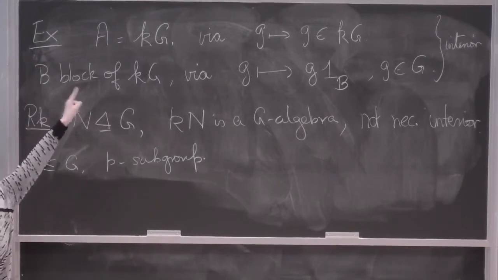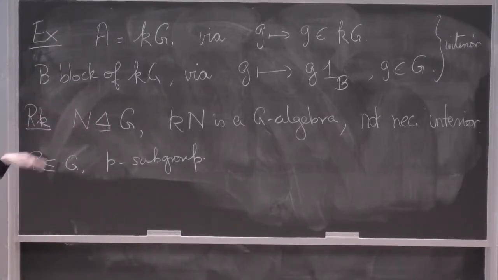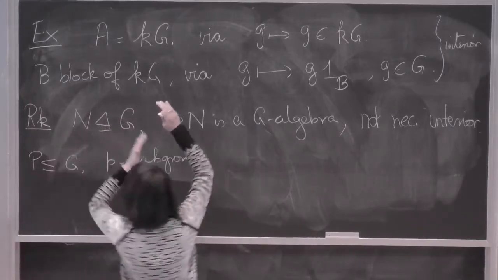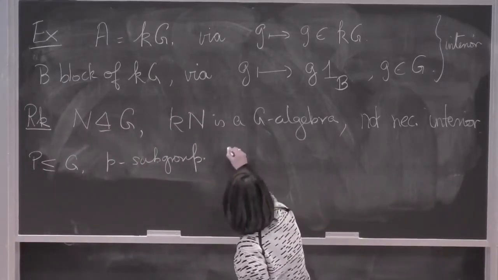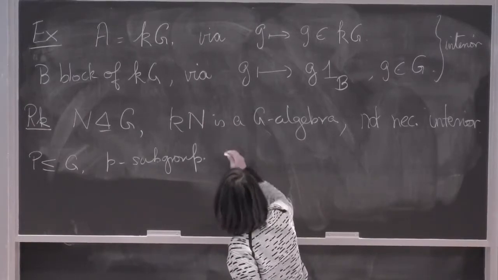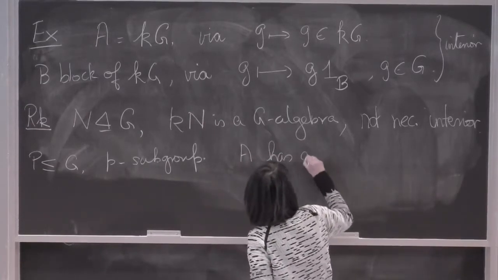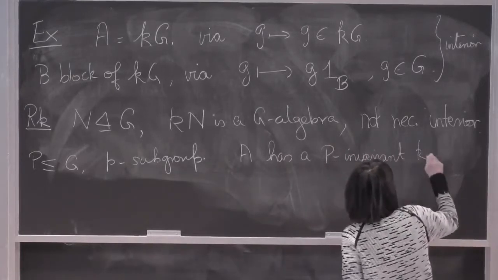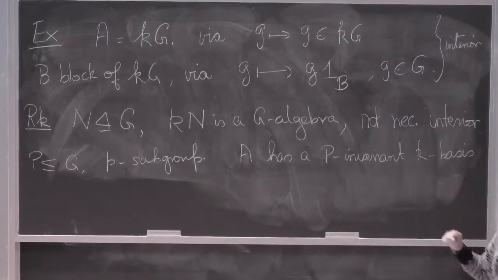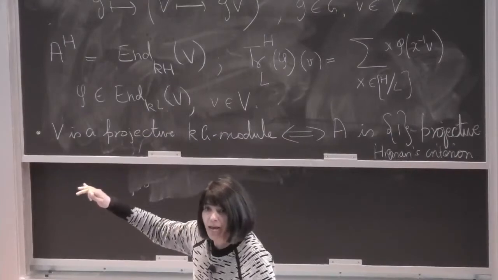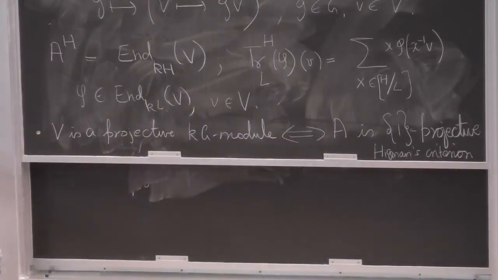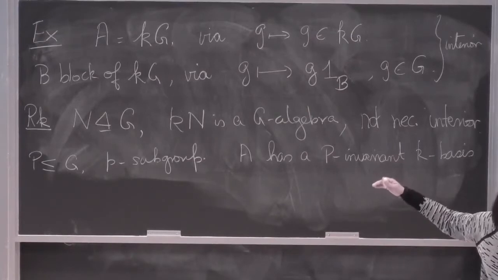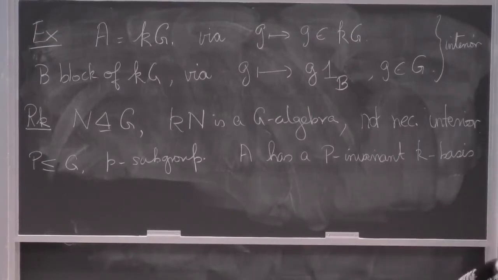Now, this algebra, G is acting by conjugation on G. So the crucial thing about this algebra now is that A... this is definitely not true for general G-algebras, but this particular G-algebra has a P-invariant K-basis, namely the group elements themselves. So P is acting by conjugation.